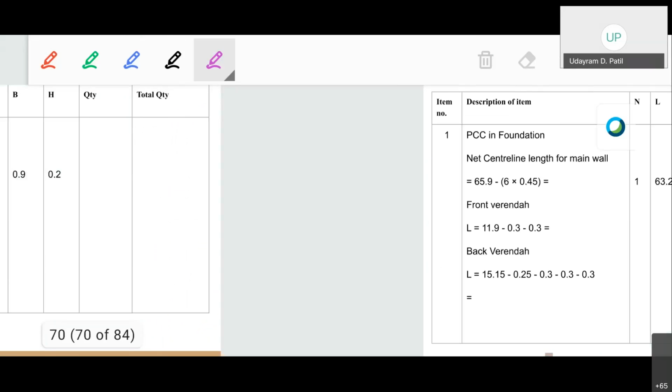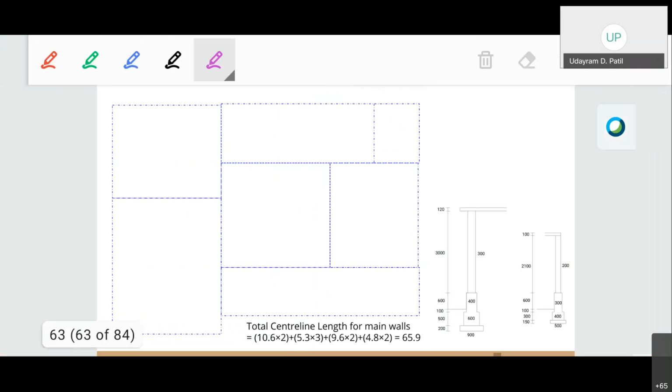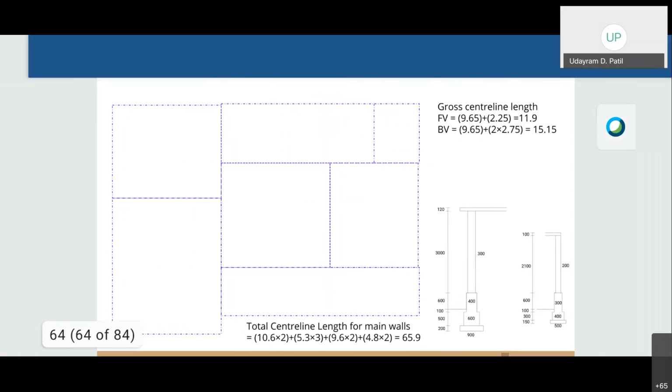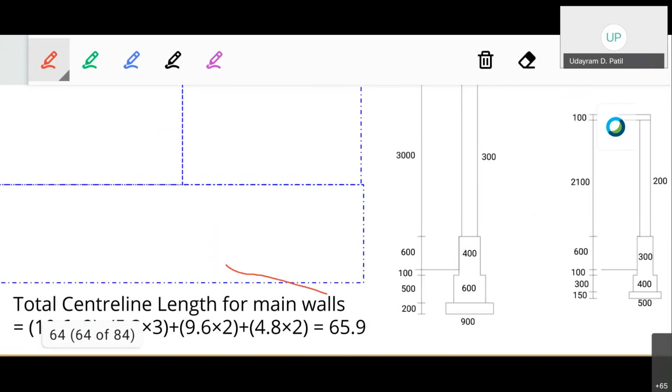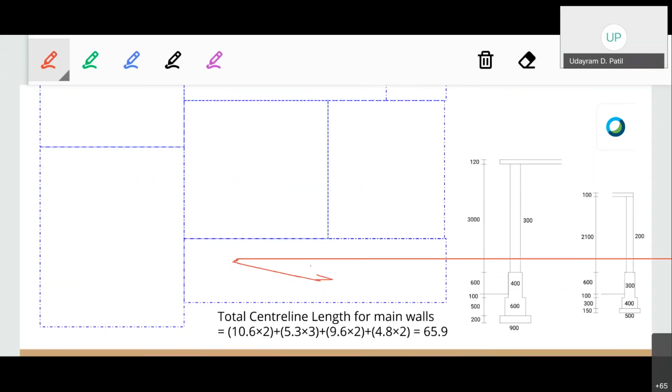For the PCC foundation, the level of the UCR masonry in the foundation, the level of the secondary UCR of the secondary wall, that is 400 mm, coincides with the level of the 0.6 first step of the main wall. So again deducting the 0.3 for all main junctions.